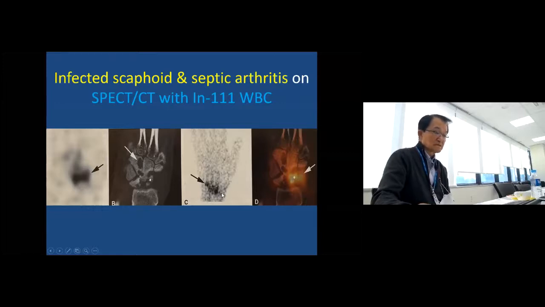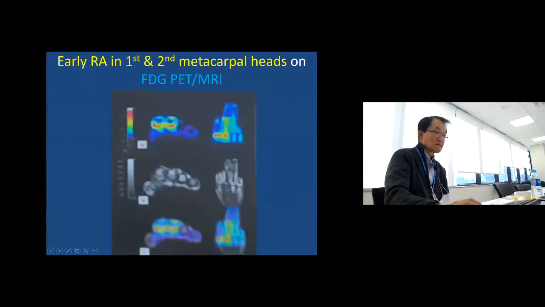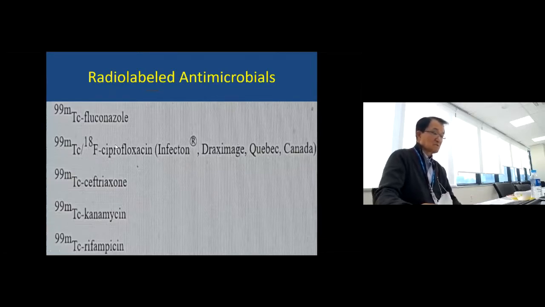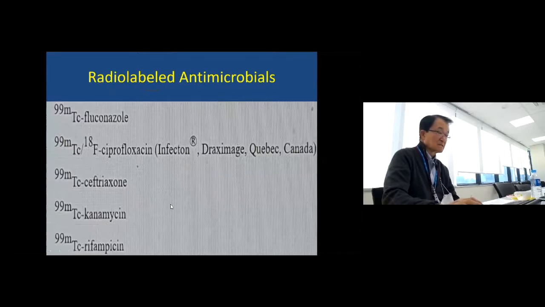Now using SPECT CT, we can delineate bone and joint very clearly. And here a little blurring, but the metacarpal section has uptake here. So this one is rheumatoid arthritis, sort of a non-specific autoimmune inflammation, delineating inflammation. So there are labeled antibodies, as I said, technetium or F-18, and ciprofloxacin has been mostly used. Others have been reported in the literature, but not used much.